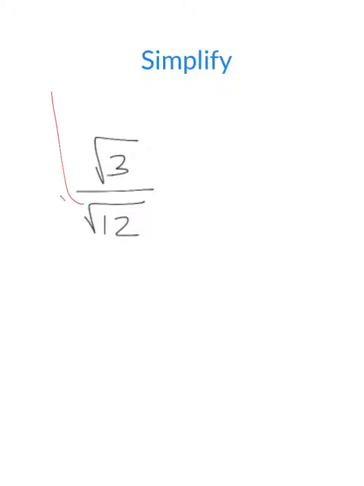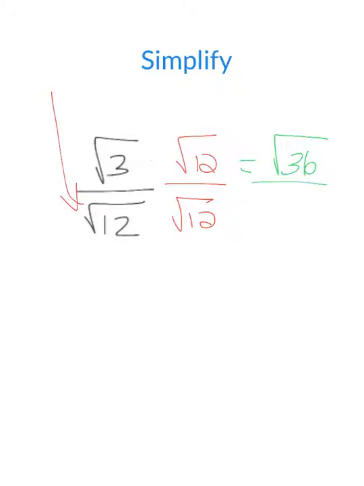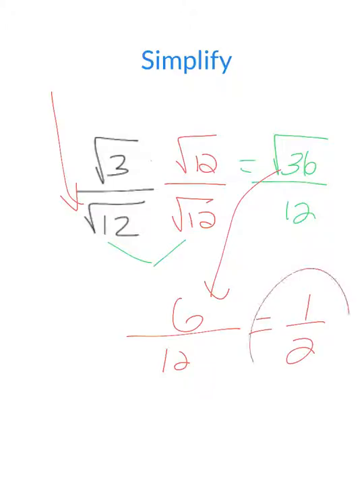Here we have a single radical on the bottom, so to simplify, we're going to multiply the numerator and the denominator by that radical. So on top, one radical times another radical can equal a single radical, and 3 times 12 is 36. On the bottom, we get root 12 times root 12 undoes each other to be 12. Now here we're going to simplify. We know the square root of 36 is 6, and 6 over 12 is 1/2.